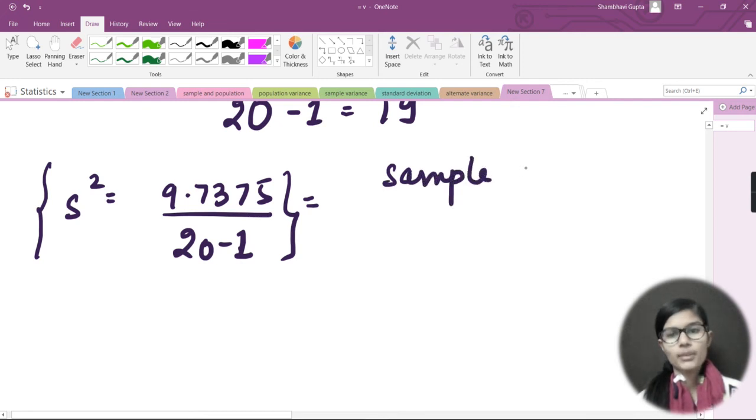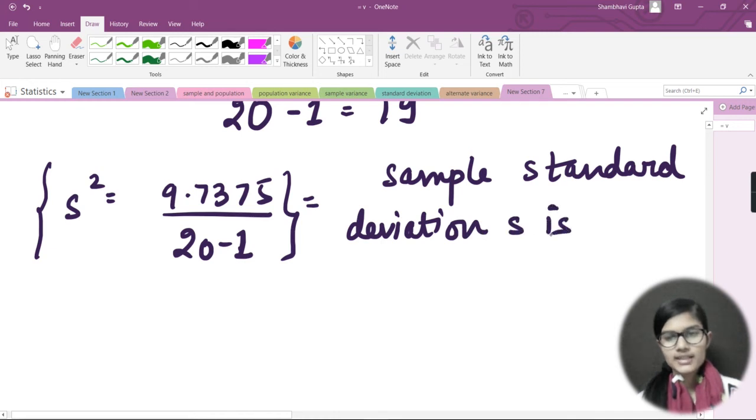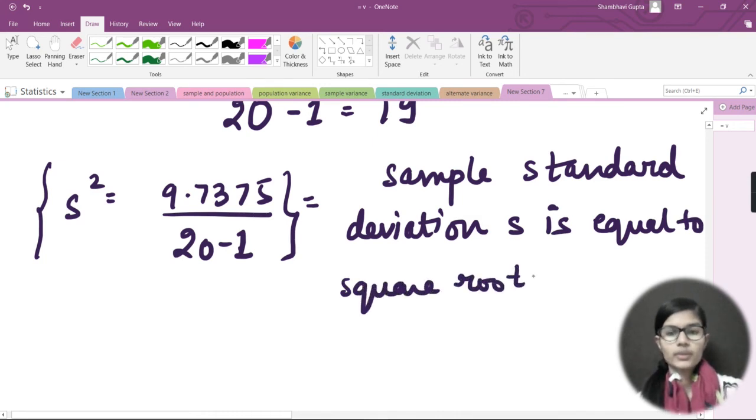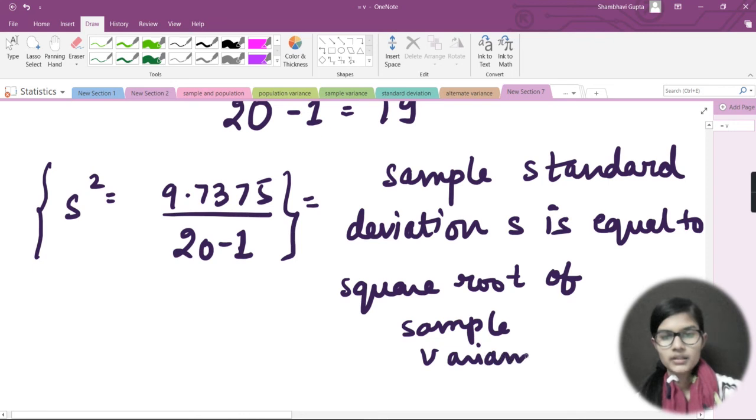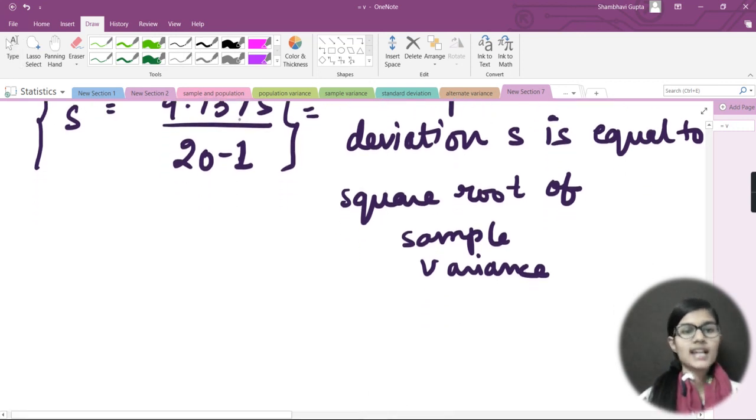I would be writing sample standard deviation here. Sample standard deviation S is equal to the square root of sample variance. What I just wrote here, that the sample standard deviation S is equal to the square root of sample variance, is the reason we find the sample variance first, fine.